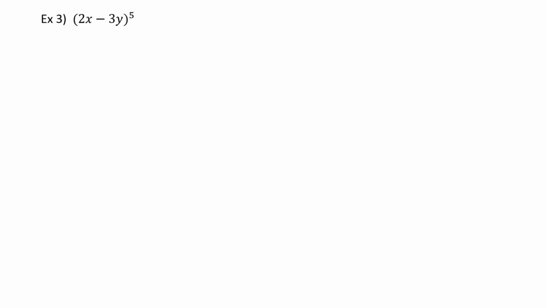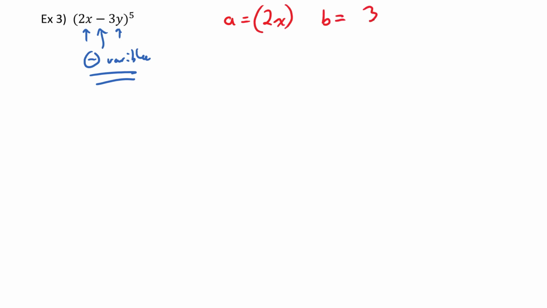Let's look at one more variation. Here we have 2 variables, but here one of the variables has a negative sign on it. What do we do with that? Something a bit different. What we do, a in this case is the first value, which is 2x, and b is the second value, but the negative comes along for the ride. Remember that. That negative comes along with it. Don't forget that. Let's build Pascal's triangle.